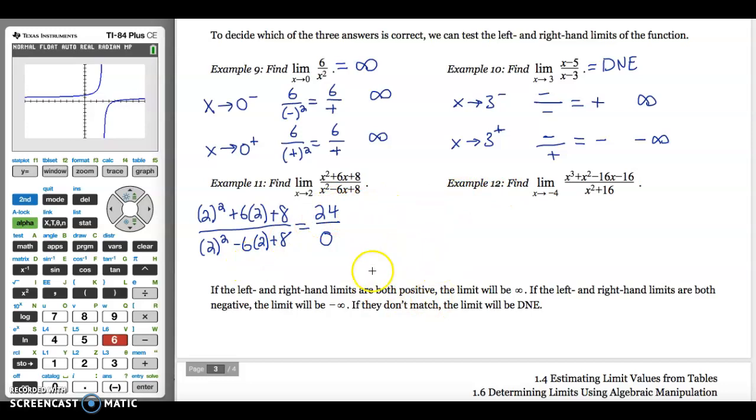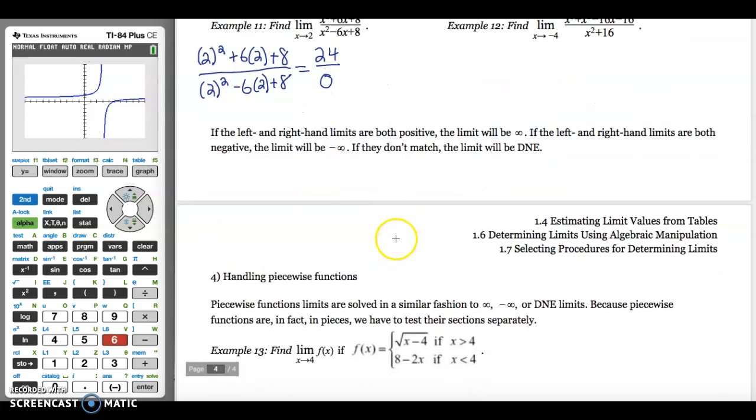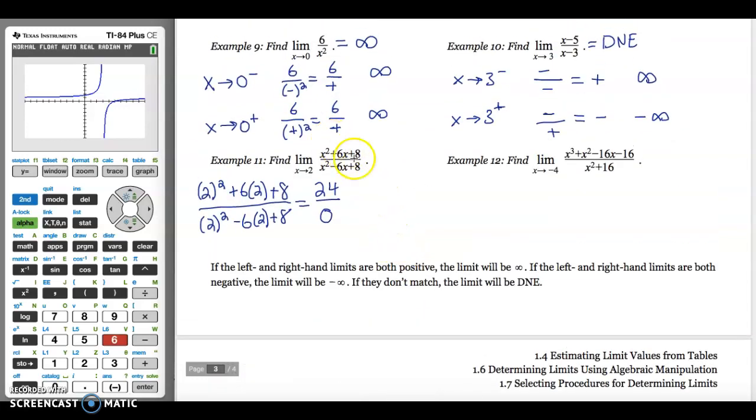Oh, I might run out of room here. Double check. All right, so on top, let's see if we can factor that at all. What multiplies to 8 and adds to 6? That would be a 4 and a 2. X plus 4 and x plus 2. And then the same thing would happen on the bottom, except they'd both be negative. X minus 4 and x minus 2.